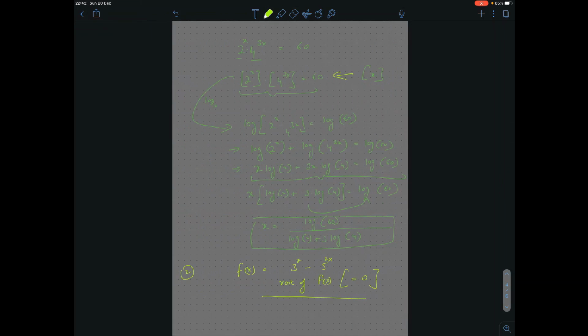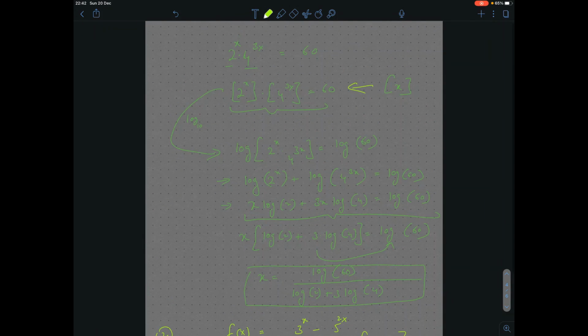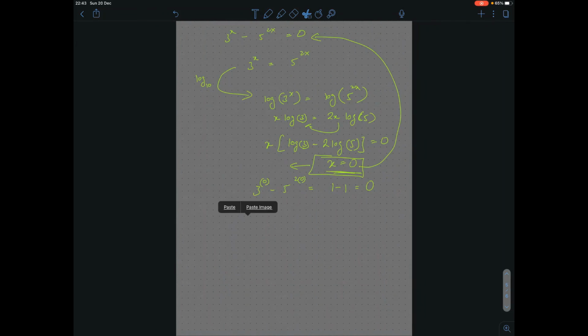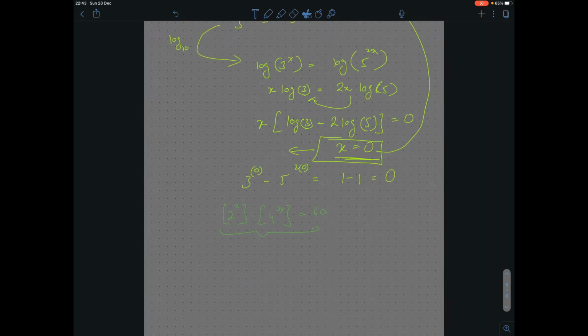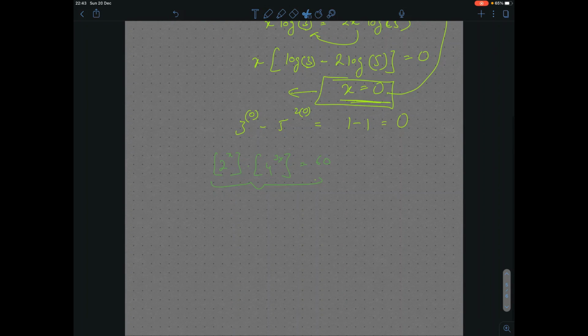So going back to the old problem again over here, which is 2 to the power of x multiplied by 4 to the power of 3x is equal to 60. I'll just copy that over there so we can work on this again. Okay, so let's just try to solve the same problem again, but using a second method. Okay, and that method might be slightly easier or slightly shorter than the one that we saw in the earlier approach.